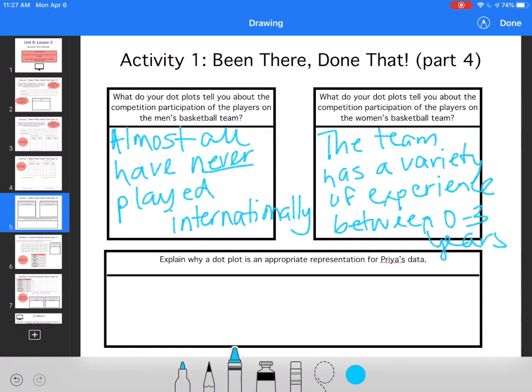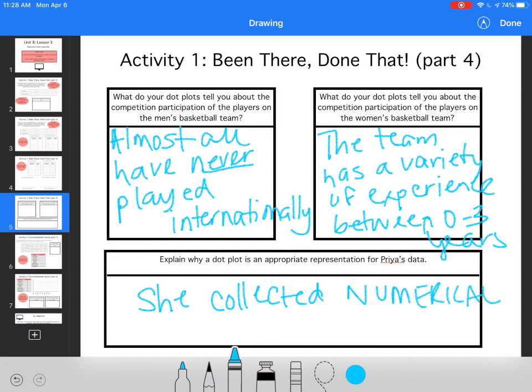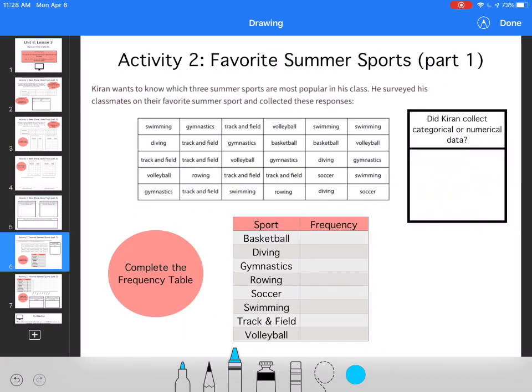So then it says, explain why a dot plot is appropriate representation for Priya's data. And it's because she collected numerical data. So if she collected numerical data, then that's why that's an appropriate dot plot. So then activity 2, favorite summer sports. So when I'm looking at my summer sports, it says, did Kieran collect categorical or numerical data? Well, these are not numbers, they're categories, so it would be categorical.